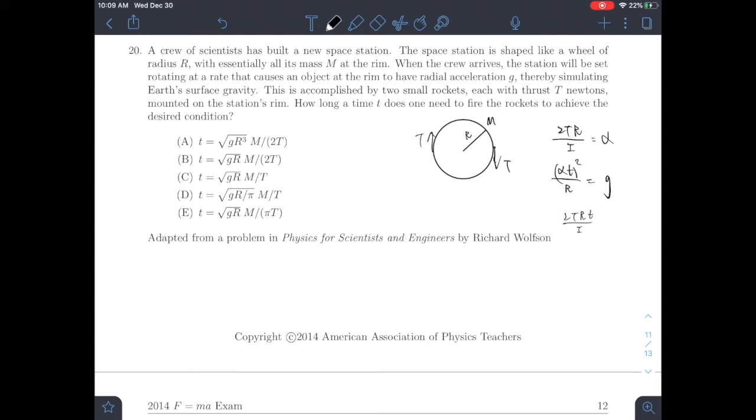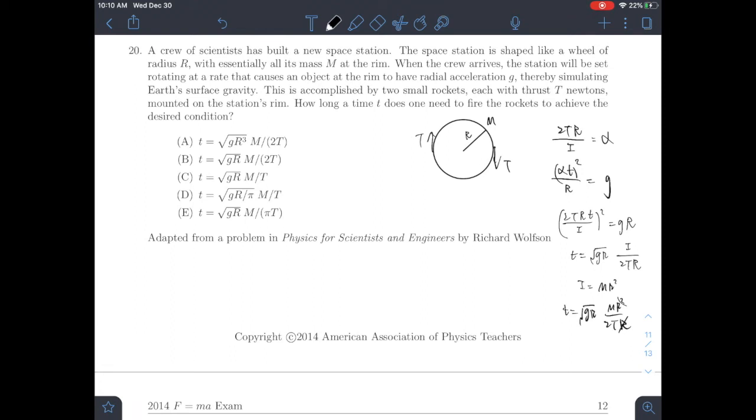So (2Tr times t over I) squared is equal to g times r. Then we square root both sides and solve for t. We have t equal to the square root of g r times I over 2 times T times r. Okay, then we plug in I. What is I equal to? It is I of a ring, equal to mr squared. And t will be equal to the square root of g times r times m times r squared, r squared and r cancel out, divided by 2T.